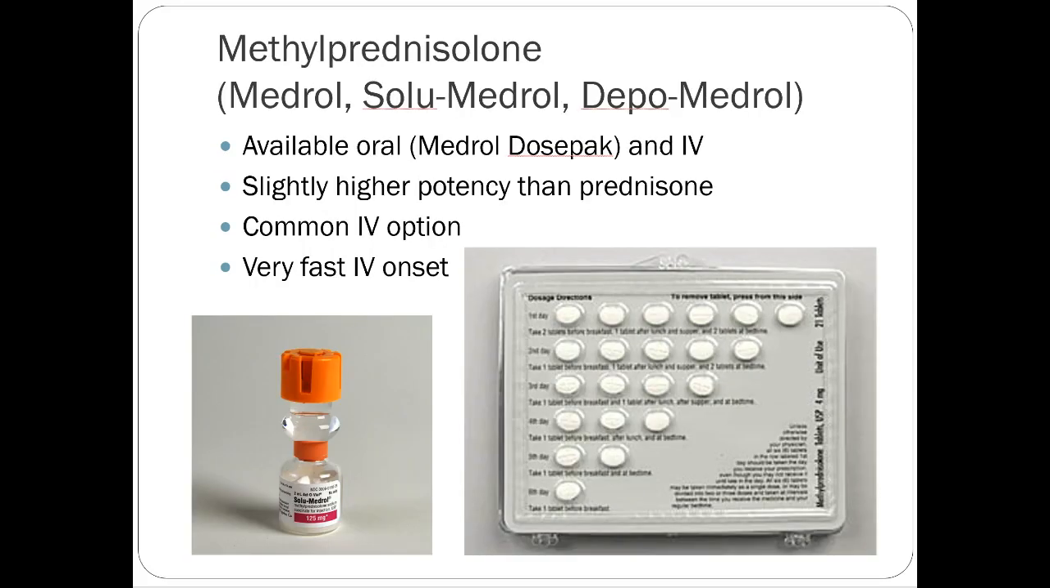Methylprednisolone is another one that we covered on the chart that I just showed you. It's similar to prednisone as far as its potency goes. It's available orally, but it's probably the most common IV option. It's got a really fast onset IV, so it's sort of our go-to when anyone comes in with something acute. So if they're having an acute anaphylactic reaction, an asthma exacerbation or COPD exacerbation, it's common for people to give an IV dose of this. Again, it's a popular drug choice for that.